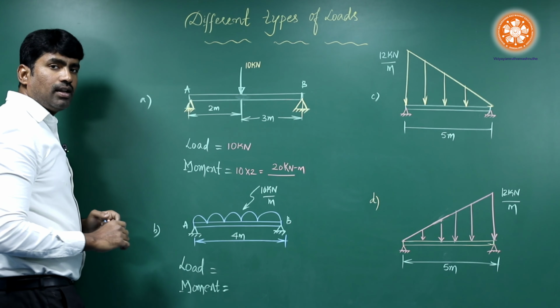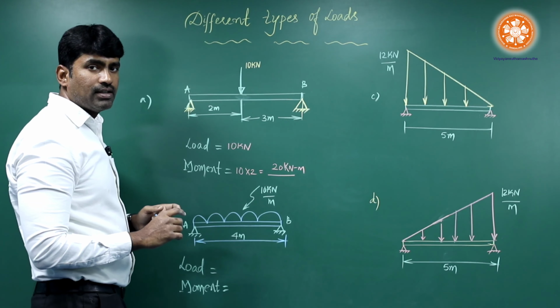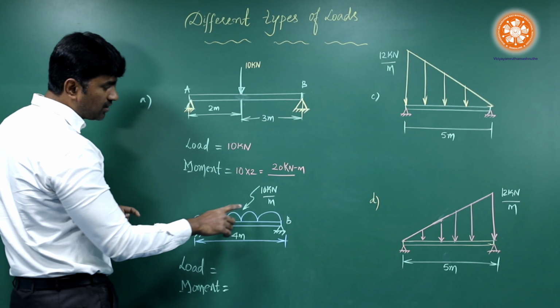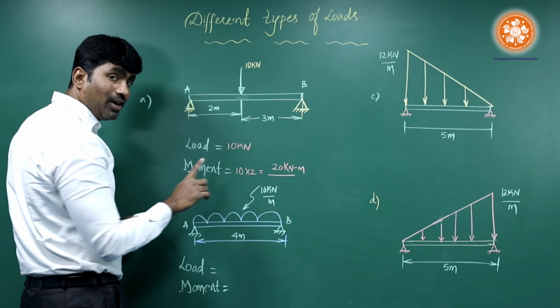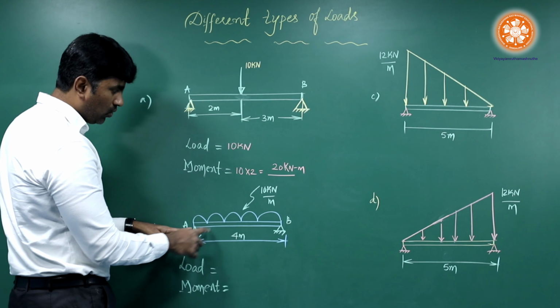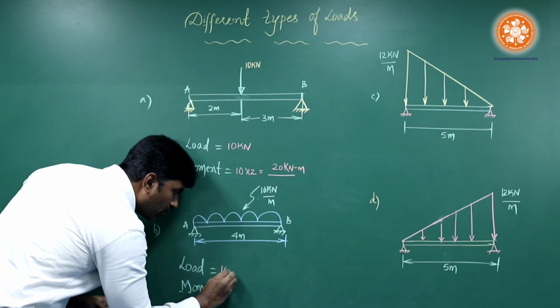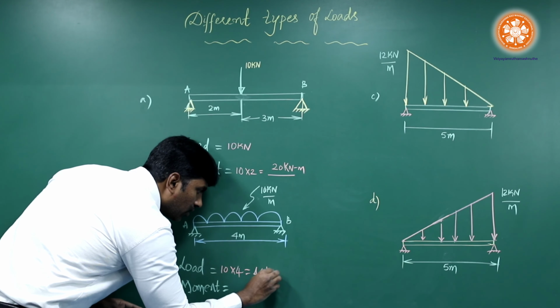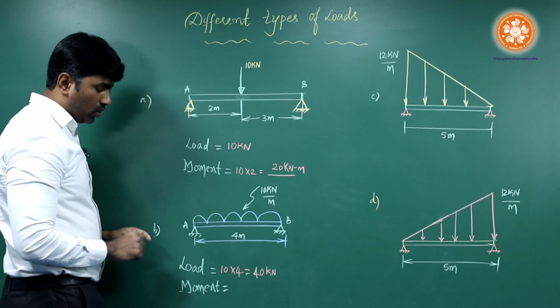Next, similarly, now we shall analyze if it is a UDL load. Now how to take a load? It is quite simple, 10 kilonewton per meter, but we have 4 meter length. So 10 into 4 is equal to 40 kilonewton will be the load.